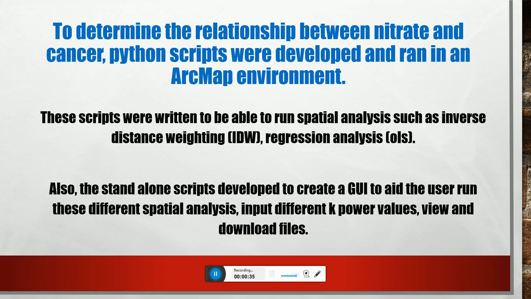reports. To determine the relationship between nitrate and cancer, Python scripts were developed and run in an ArcMap exclusive environment. These scripts were developed and written to be able to run spatial analysis such as the inverse distance weighting and the ordinary regression analysis. These scripts were now combined to form standalone scripts and also added functions to be able to create a graphic user interface to aid the user to run these different spatial analyses and be able to input different K-power values, view and download project files.